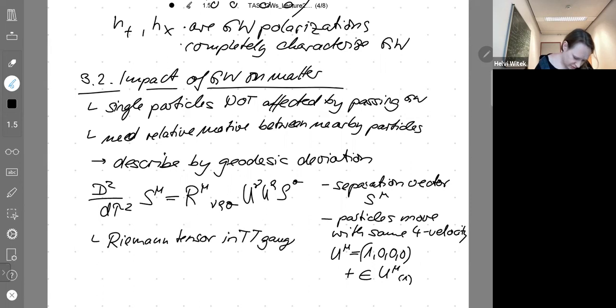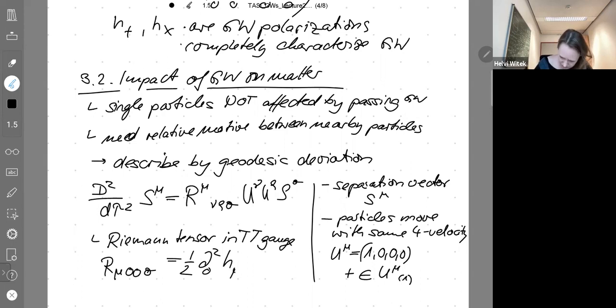And this is a somewhat lengthy, but conceptually straightforward calculation that you can do. And what you should find is that the Riemann tensor, and let's just look at the 0, 0 component, and I will tell you in a minute why that is. So the Riemann tensor R mu 0, 0 sigma can be written as 1/2 times the second time derivative, h mu sigma tt.